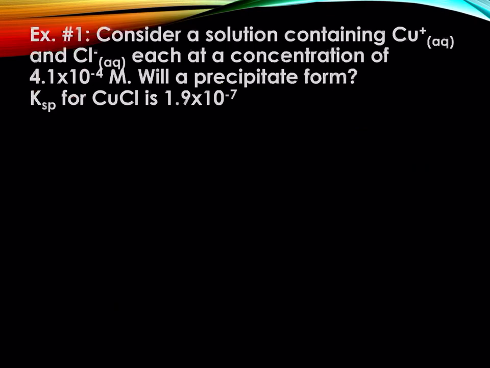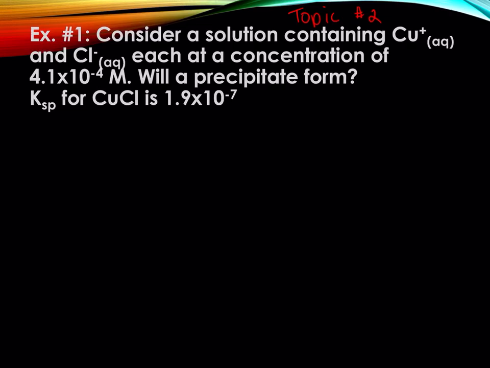So let's do an example. Consider a solution containing copper ions and chlorine ions, each at a concentration of 4.1 times 10 to the negative 4. Will a precipitate form? So this question is similar to topic number 2.